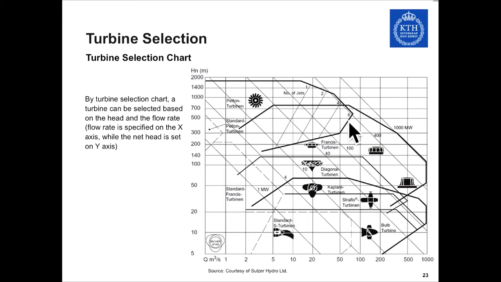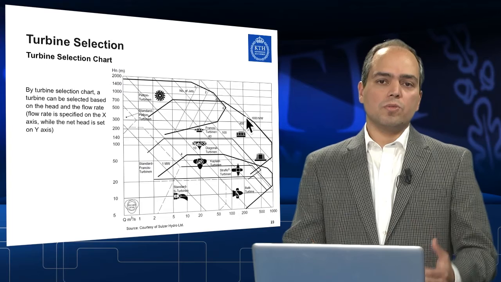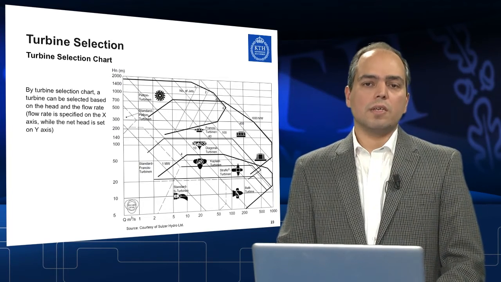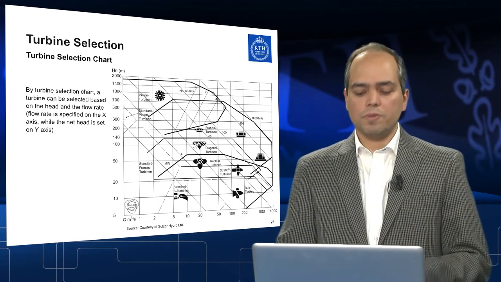And then on the top of this chart, maybe in this area, there are also some Pelton turbines that are used in larger-scale hydropower. But these projects are not that common. So mainly we will end up with a Francis turbine. As a designer, we have to pick and choose a Francis turbine.